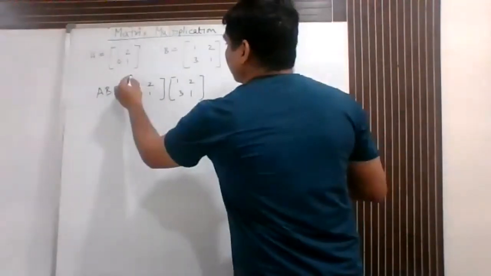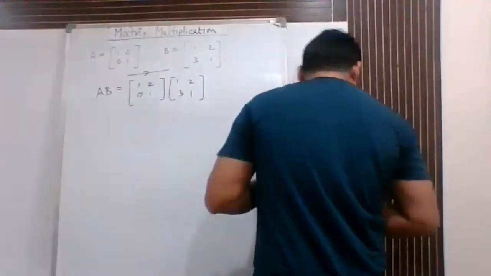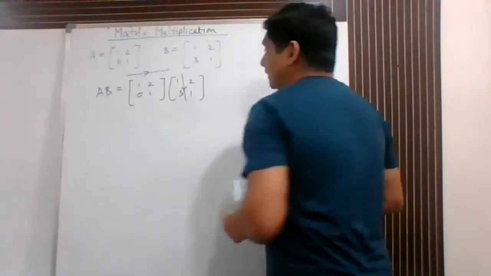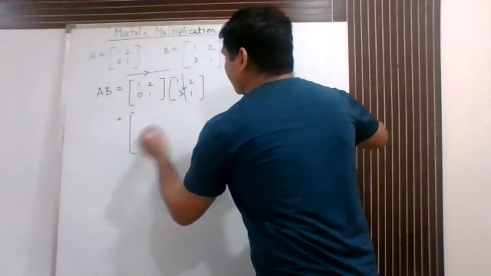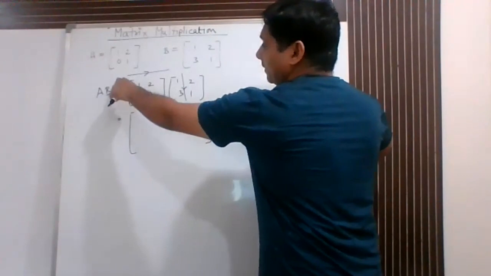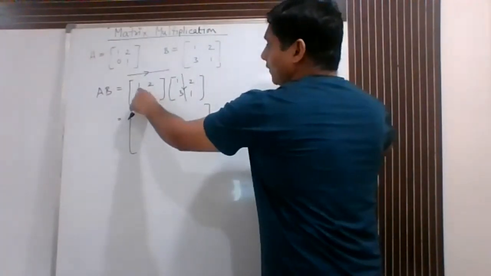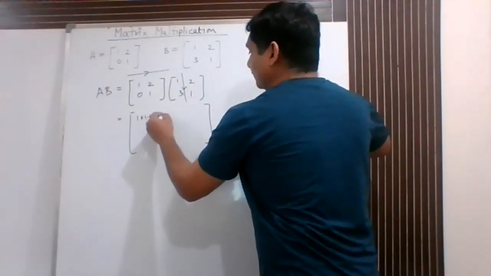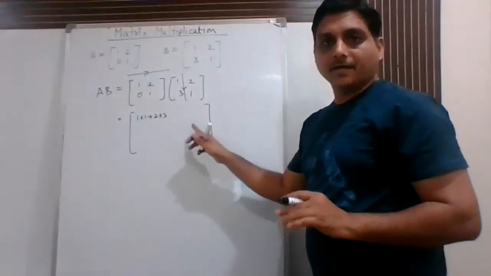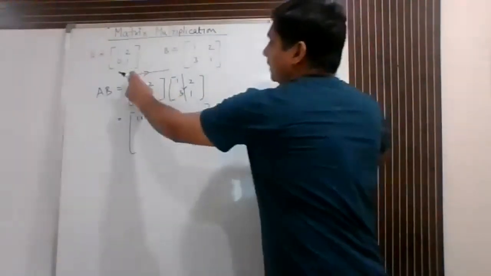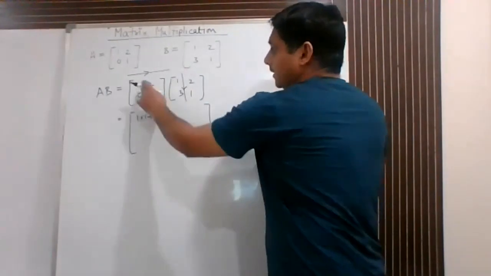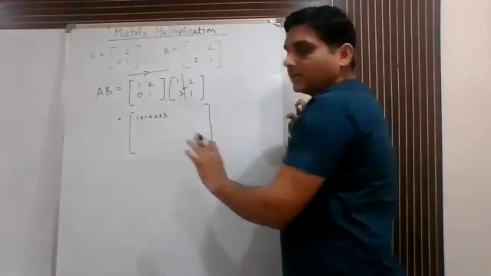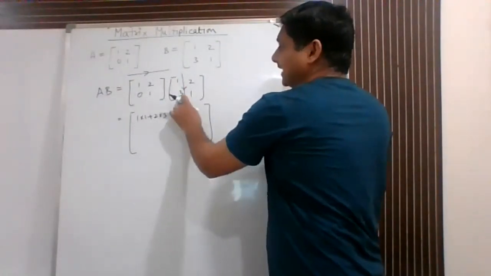So here you will go horizontally and here you will proceed vertically. What I am saying is, from the first one you will proceed horizontally and in the second we have to move vertically. So 1 into 1 plus 2 into 3. This is how you will write the first entry. Let me explain this once again. Here you will go horizontally and here you have to move vertically. So 1 into 1 plus 2 into 3. Correspondingly we have to multiply: the first with the first, the second with the second.